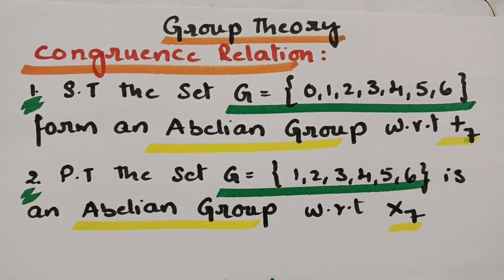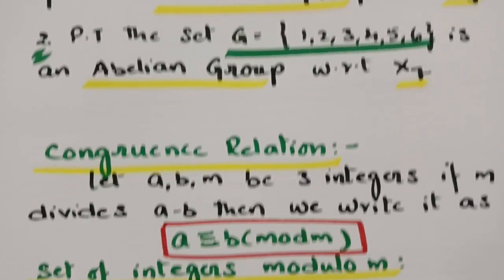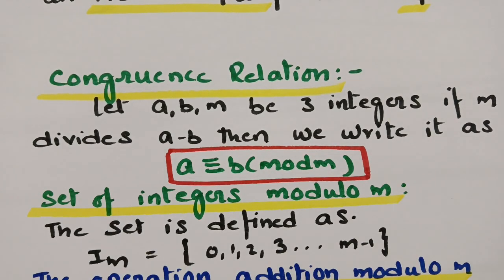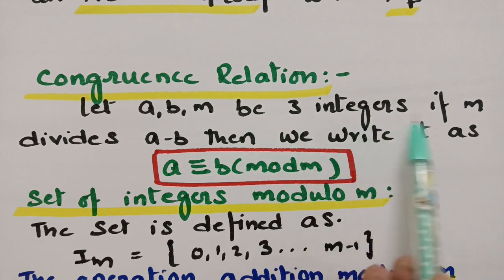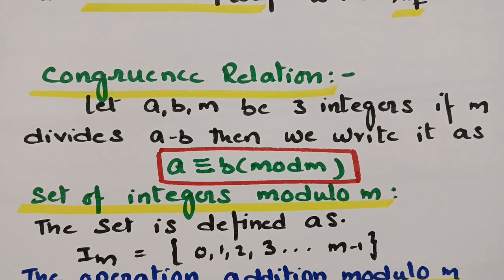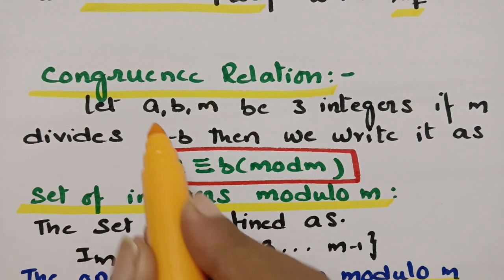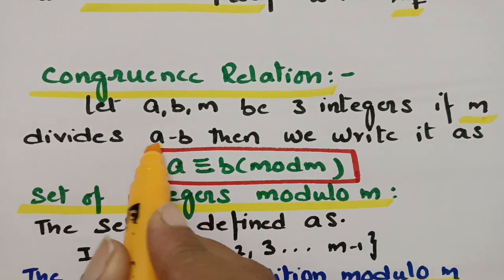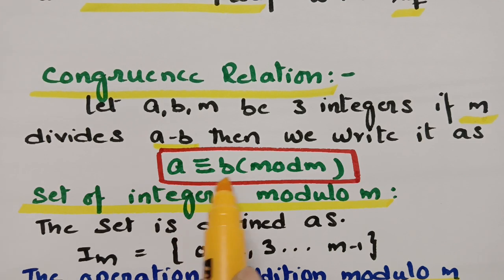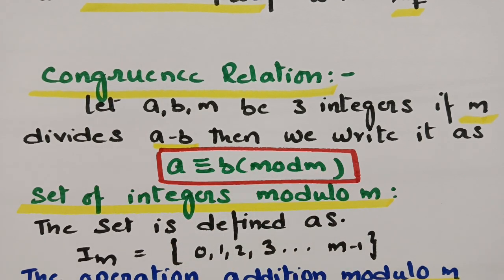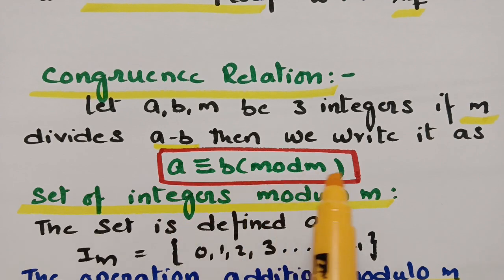So what is this congruence relation? Let me explain what this congruence relation is. Let a, b, m be three integers. If m divides a minus b, then we can write it as a congruent to b mod m. Very clear? So, if a, b and m are three integers, if m divides a minus b, then we can write a congruent to b mod m.